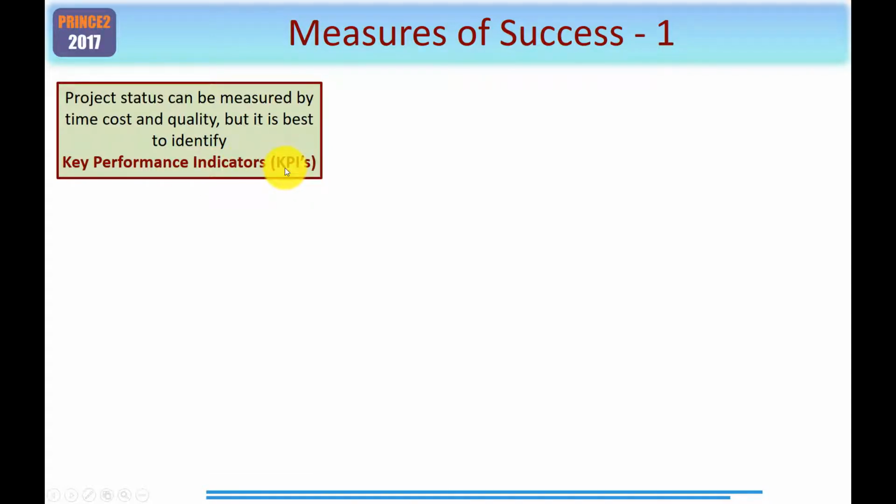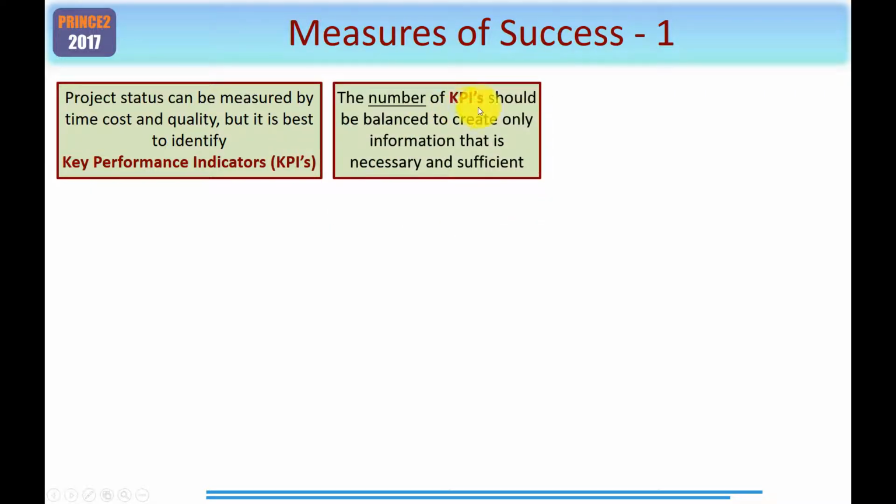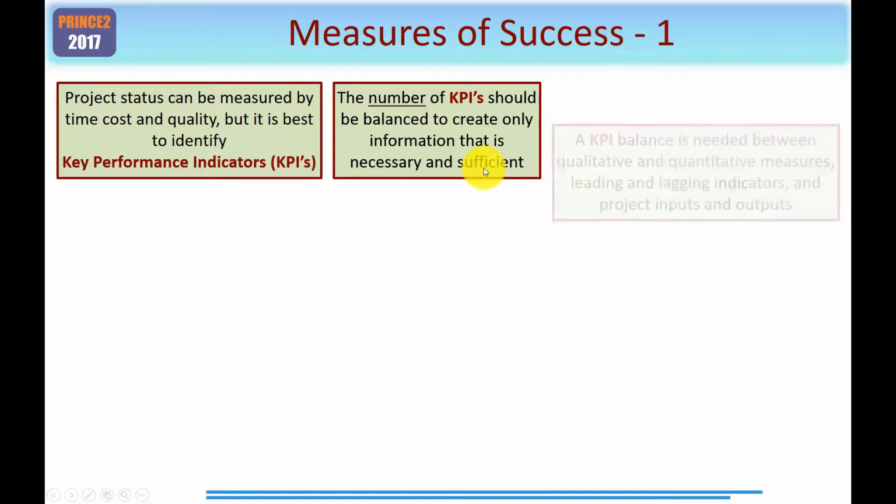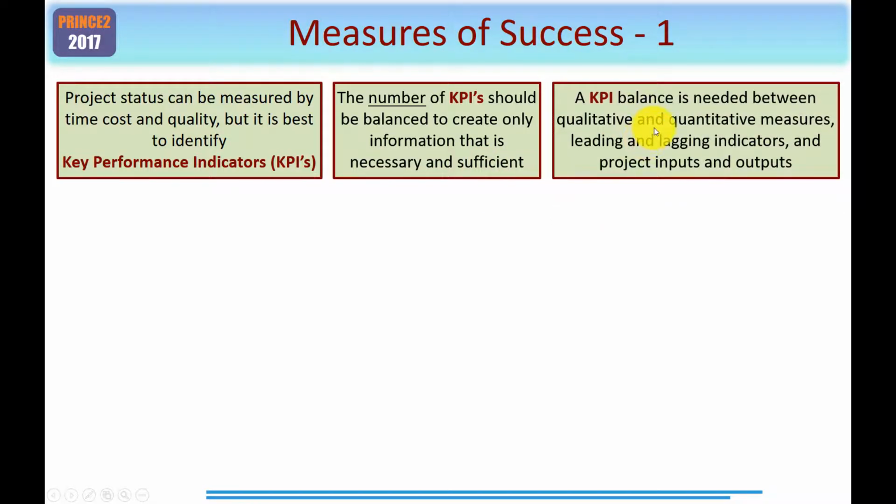Now, in these modern times, you might be feeling that there's far too much measurement going on. We only need to look at our schools to see that our children are measured every which way but loose. So it's important with projects, similarly, that the number of KPIs should be balanced to create only the level of information that is necessary and sufficient for the project to be successful. A KPI balance, therefore, is needed between both qualitative and quantitative measures.